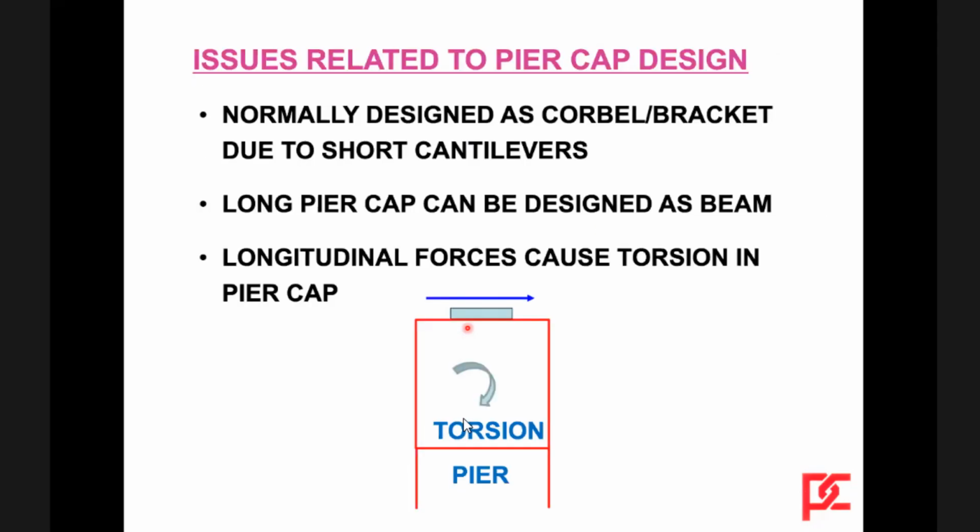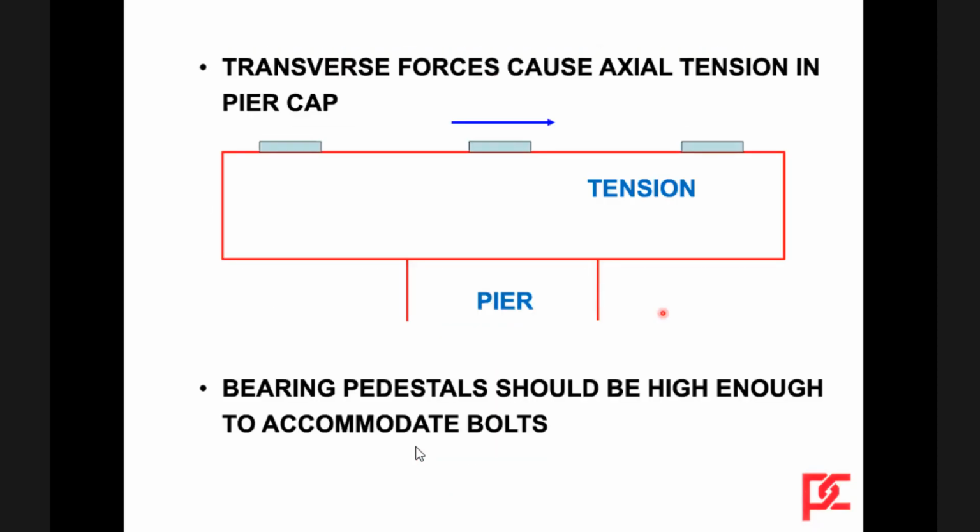Issues related to the pier cap design: it is normally designed as corbels or brackets due to short cantilevers. A long pier cap can be designed as a beam. Longitudinal forces in the bearings cause torsion in the pier cap because of the unequal bearing loads, which is to be accounted for. And transverse forces in the bearings cause tension in the pier cap, which, though not a very major force, is to be accounted for in the design.